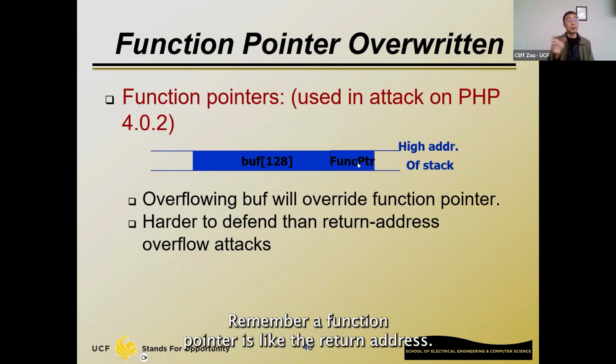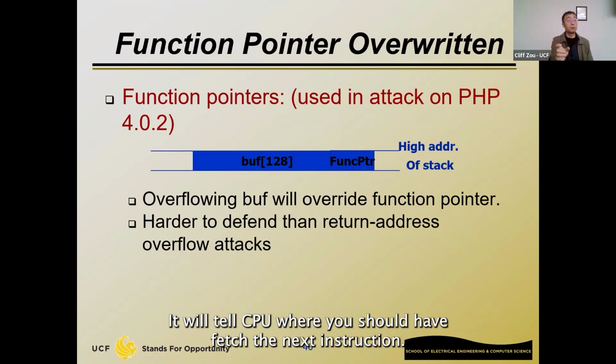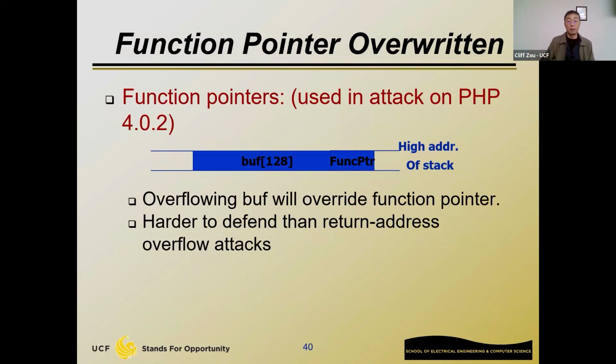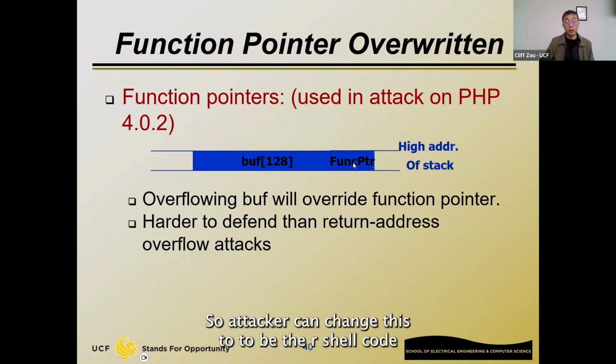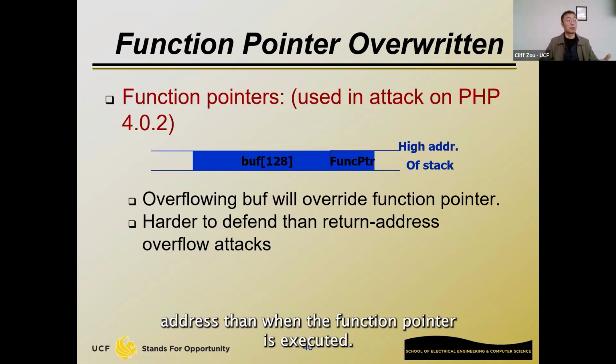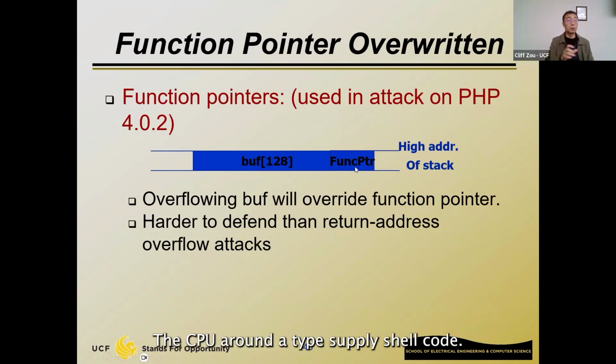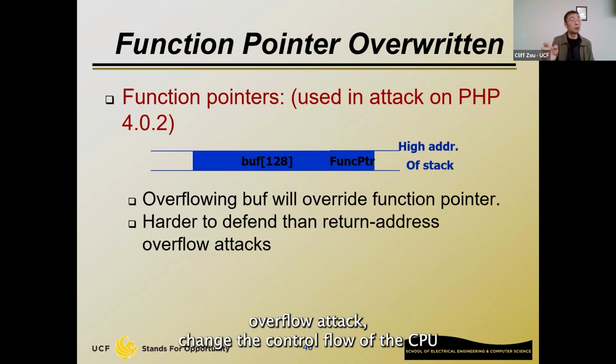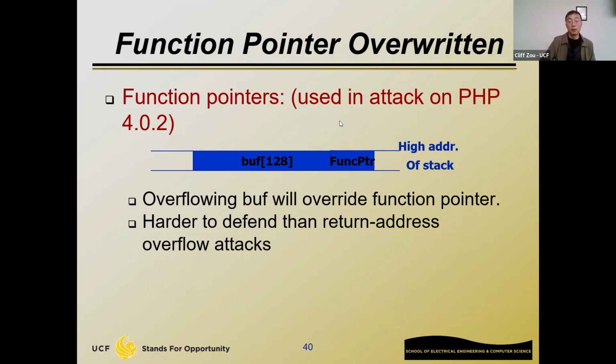Remember, a function pointer is like the return address. It will tell the CPU where it should fetch the next instruction. So the attacker can change this to be their shellcode address. Then when this function pointer is executed, the CPU will run the attacker supplied shellcode. So in the same way as the stack overflow attack, it changes the control flow of the CPU.